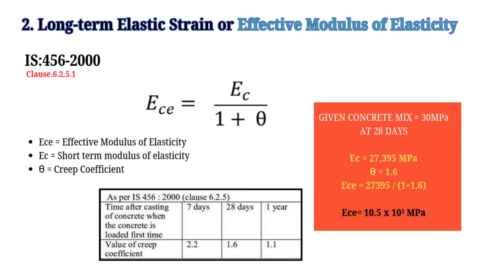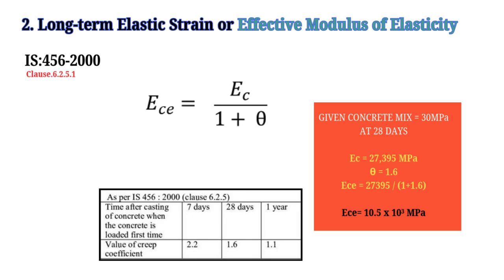If the concrete cast, as mentioned above, is currently 28 days of age and has a strength of 30 megapascals, we have already determined the value of short-term elasticity in the above example. Now, we need to calculate the effective modulus of elasticity by substituting the value of EC, which is 27.395 times 10 raised to 3 megapascals, into the formula. The value of the creep coefficient, theta, is taken from the table corresponding to the 28-day age of concrete, which is 1.6. By substituting these values, we get the effective modulus of elasticity value as 10.53 times 10 raised to 3 megapascals.